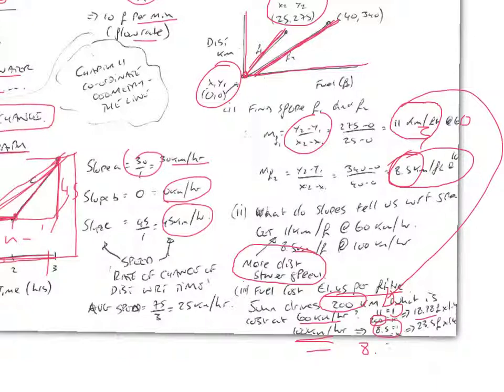So 8.5 equals 1. Underneath that then we'll say 200 equals x. So it's actually 23.5 litres that are used if he guns it at 100 kilometres per hour.